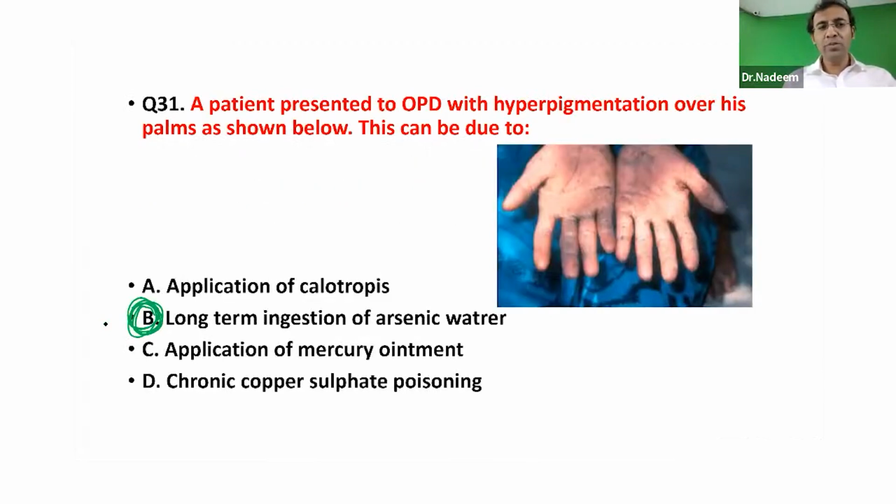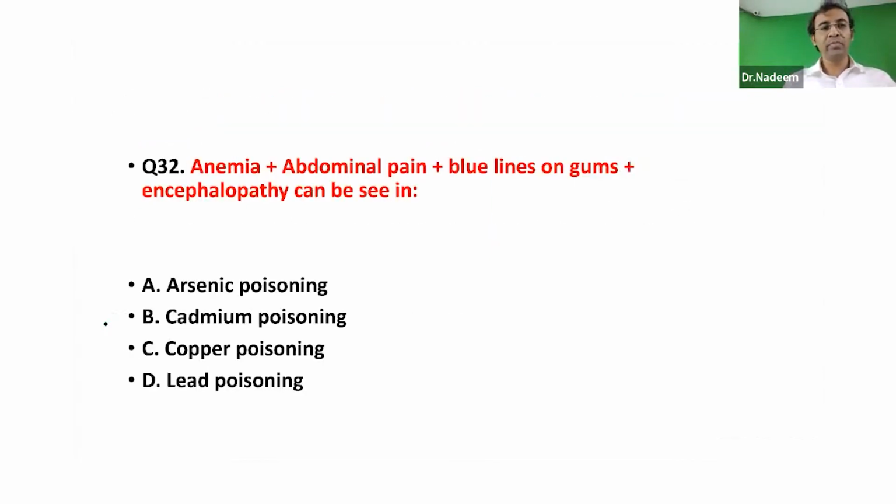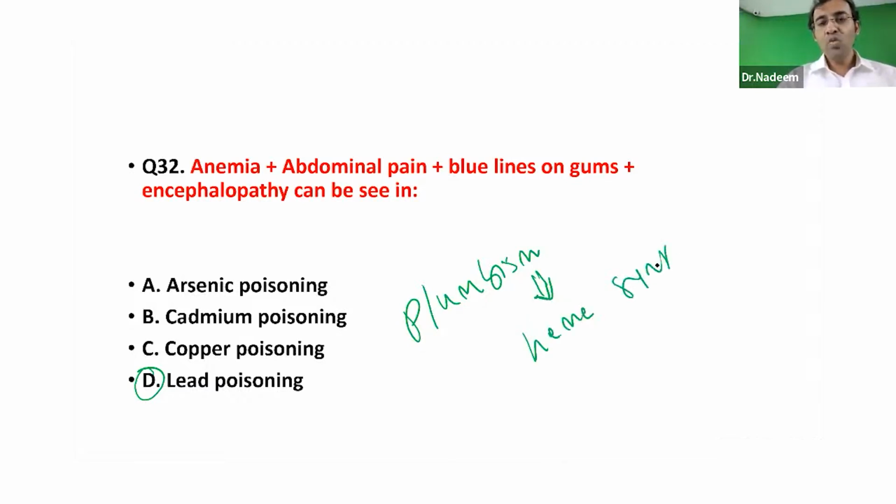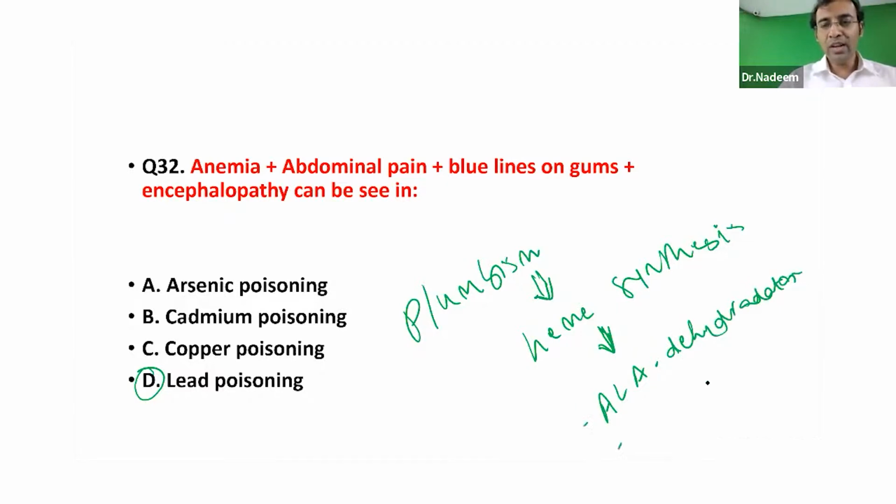Question number 31, option B is the right answer. Question number 32. Lead poisoning only. These are the features of plumbism. Lead will create problems in heme synthesis. Which enzymes will lead be blocking whenever there is lead poisoning? ALA-dehydratase and ferrochelatase.